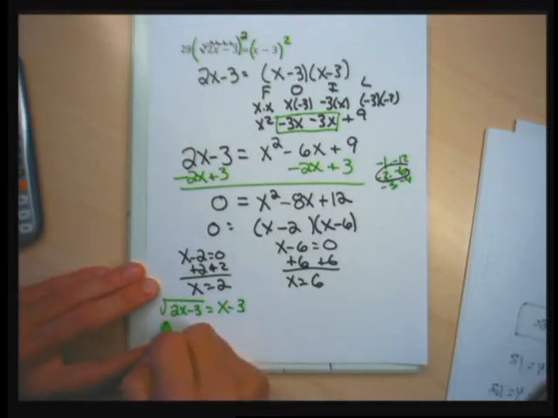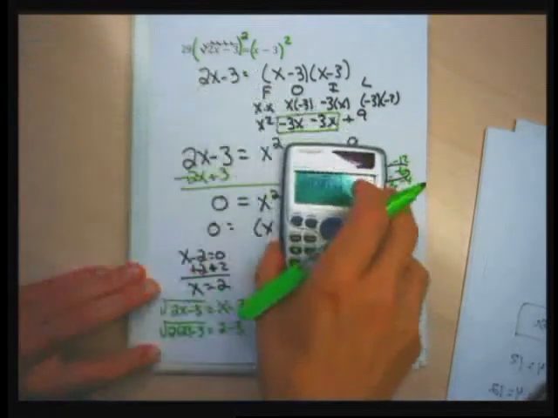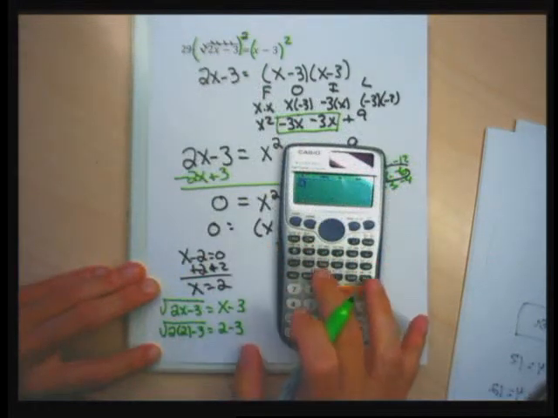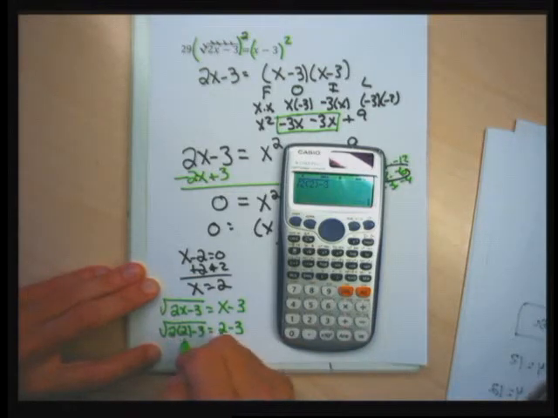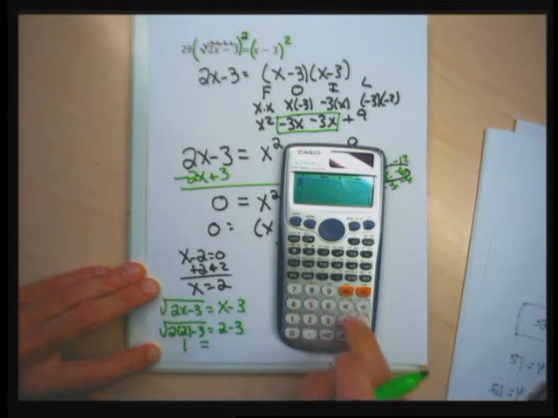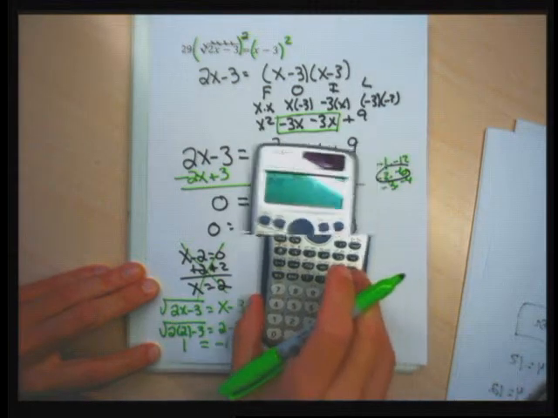I'll go to the original problem and see if the square root of 2 times 2 minus 3 equals 2 minus 3. So let me check that real quickly. Left-hand side, square root of 2 times 2 minus 3 equals the positive 1. Right-hand side, 2 minus 3 equals negative 1. X equals 2 doesn't check. So when I write my answer, either I need to not include the 2 or say the 2 doesn't check. It doesn't matter which. I usually just wouldn't include an answer that doesn't check. But 2 is not an answer to this because it doesn't check.